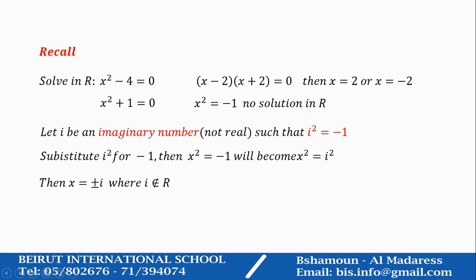They tried to find a solution for such equations by creating an imaginary value, the imaginary number i, where i squared equals minus 1. This number does not belong to R. It is not a real number. So by creating i squared equals minus 1, they substituted, for example, x squared equals minus 1 becomes x squared equals i squared, and you solve it: x equals plus or minus i, where i does not belong to R.